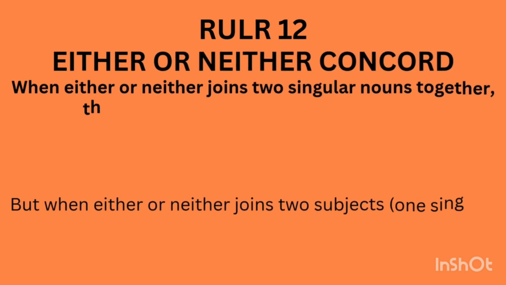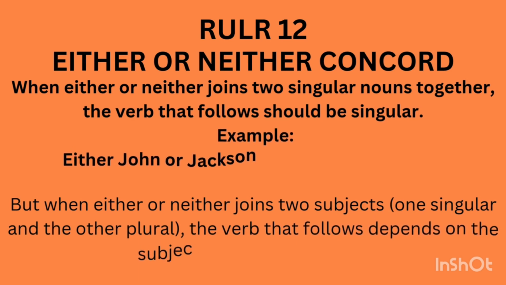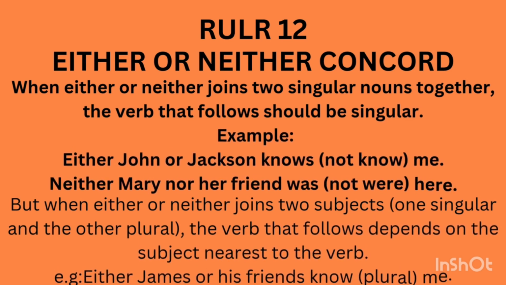Rule 12. Either or neither concord. When either or neither joins 2 singular nouns together, the verb that follows should be singular. Example, either John or Jackson knows, not know, me. Let's proceed to rule 13.